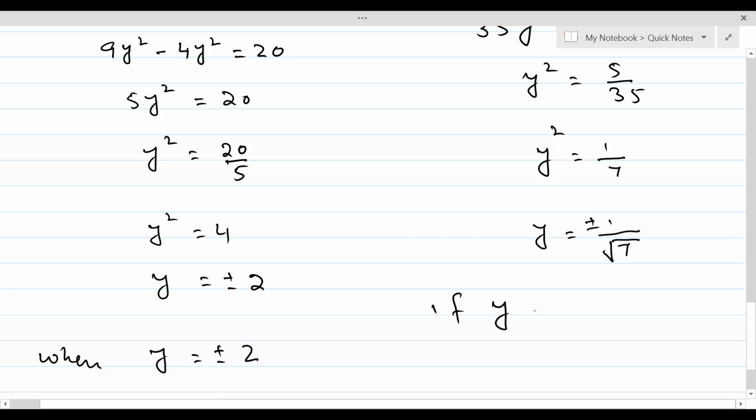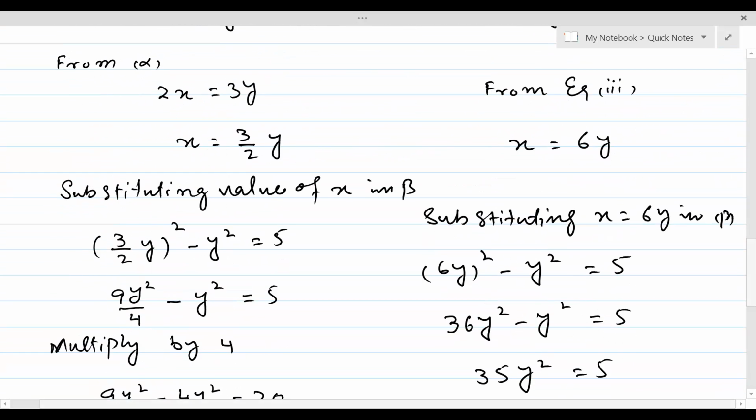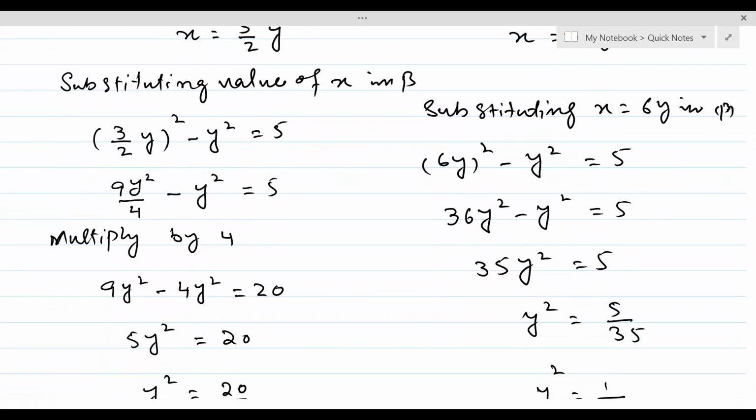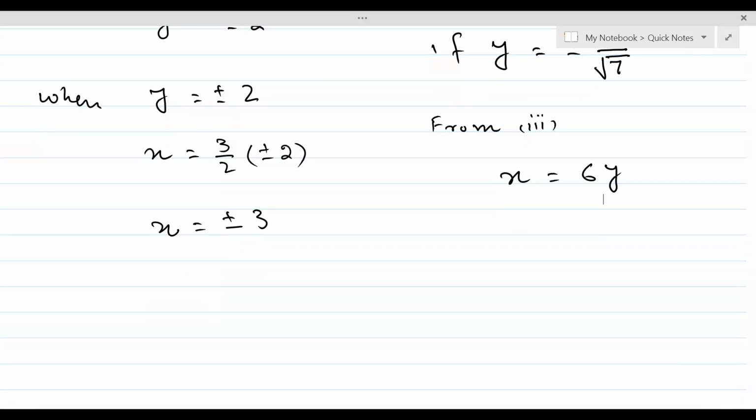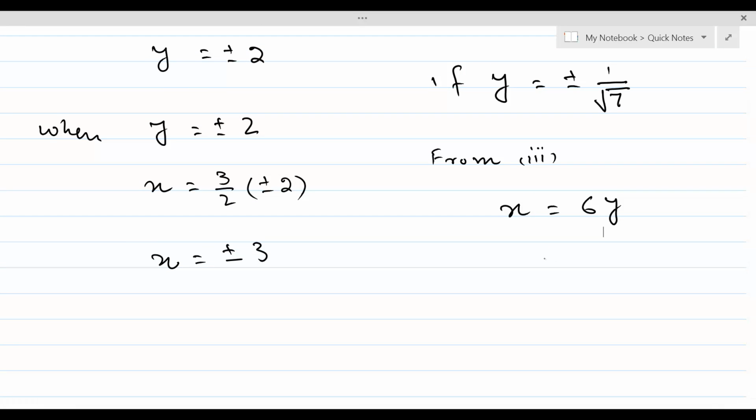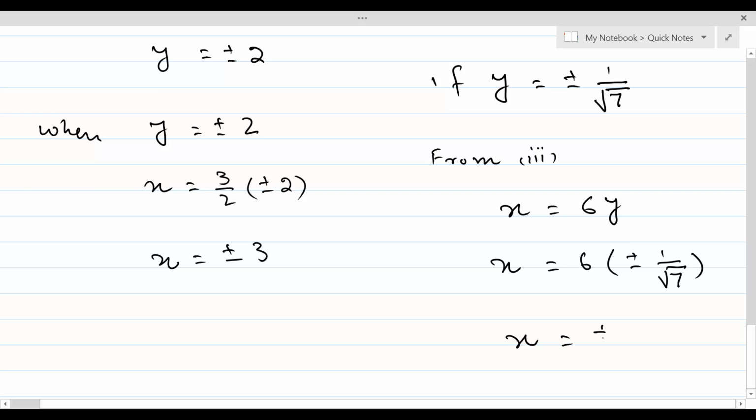This will be y equal to plus or minus the square root of 1 over 7. If y is equal to plus or minus 1 over under root 7, then we have from equation 3 x equal to 6y. So we will substitute this value of y and we get x equal to 6 times plus or minus 1 over under root 7. So x is equal to plus or minus 6 over under root 7. So this will give us the solution set.